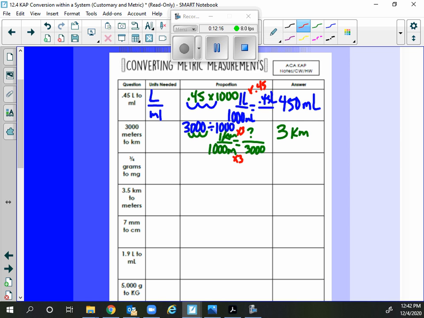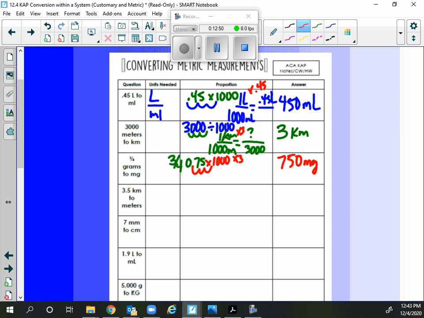The last is the grams that I'm going to show you. When we go from grams to milligrams, we're essentially going to be multiplying by 1,000. So 3/4 is the same as 0.75 times 1,000. That's the same as moving our decimal over 1, 2, 3 places. We're going to have 750 milligrams in 3/4 of a gram.